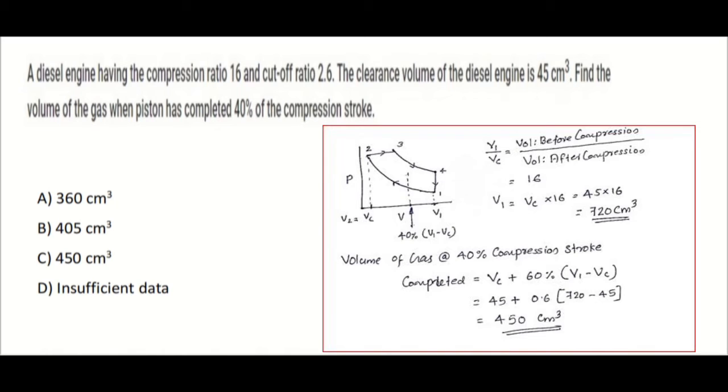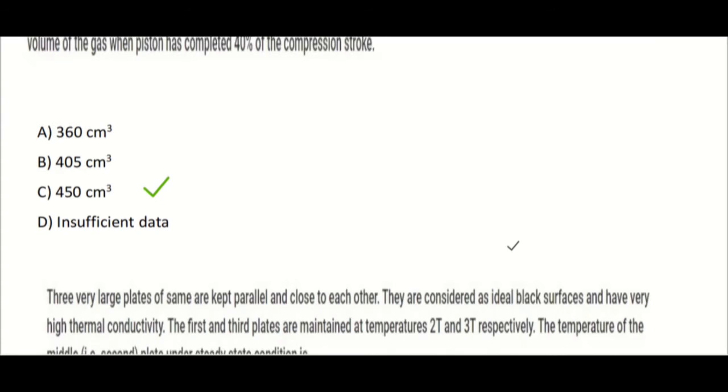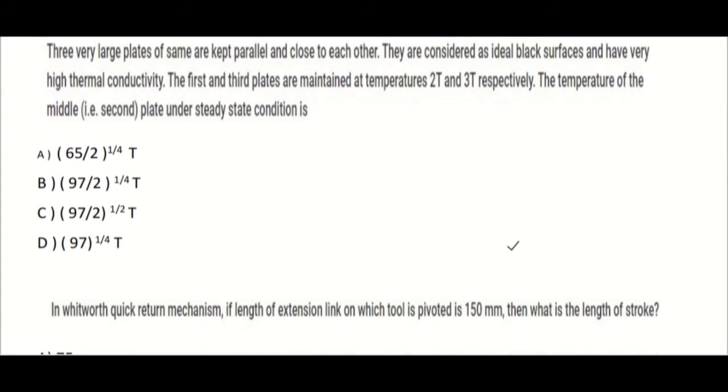They are asking for the volume of the gas when the piston has completed 40% of the compression stroke. That means the remaining volume will be 60% of the stroke volume plus the clearance volume. Substituting the values into the equation, we get 450 cubic centimeter. That is the right answer. That is the volume.